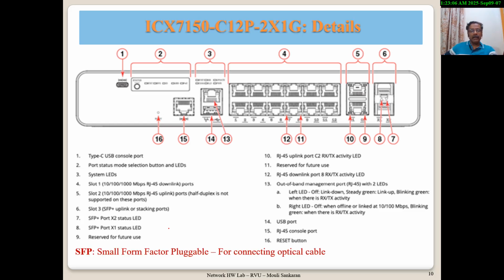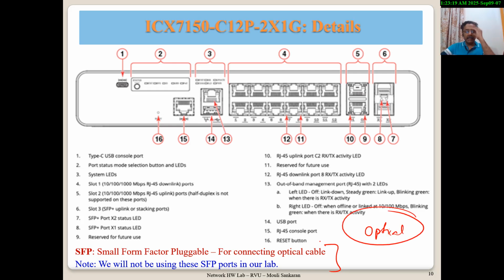Now there are other kinds of ports. You might have seen in your home, the broadband connection is optical cable, which has a very high data rate, whereas Ethernet cable is also catching up, but optical cable is much ahead of Ethernet speed. So there is SFP, which is called small form factor pluggable, which is for optical cable. We won't be using that in our experiment. You can see 7 and 8 are there, and this is the last one. What is given is the SFP port, which is meant for connecting optical cables, which we will not be using. We are using only Ethernet cable in our lab.